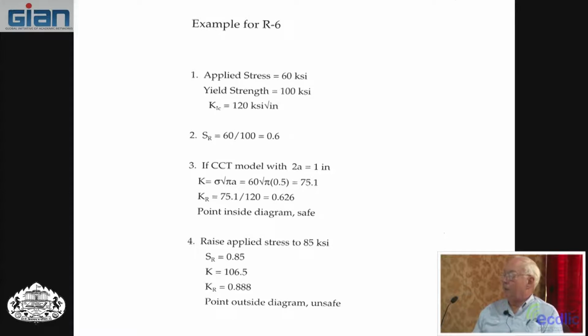Since the yield strength is 100, the stress ratio is 0.85. For the K ratio, you get a new applied K because you have a higher stress. The applied K is 106 and the K ratio is 0.888.